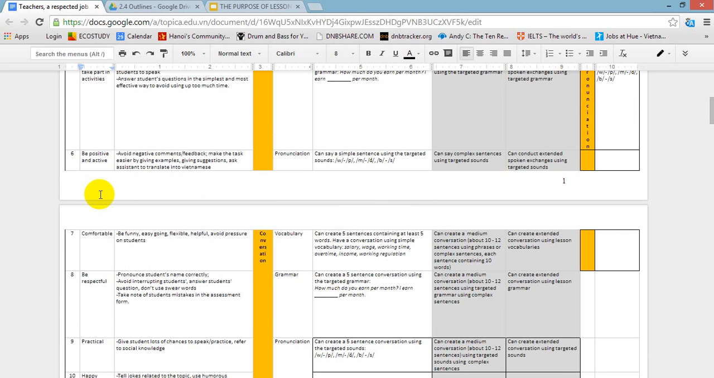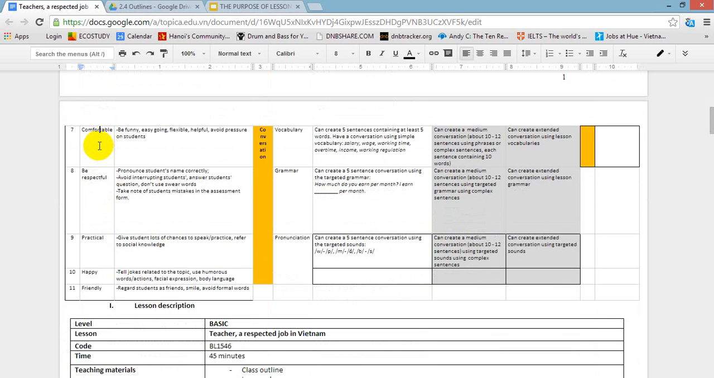I think very importantly, the teacher needs to be positive and also active in the lessons. So we need to be positive and not give any negative comments or feedback to the students, as this will affect their confidence. And we need to make sure that we give the students some examples and suggestions. So we need to be active and not just sit back. And finally, we need to ask the assistant to help translate if there's anything that the students don't understand, to make it a little bit smoother.